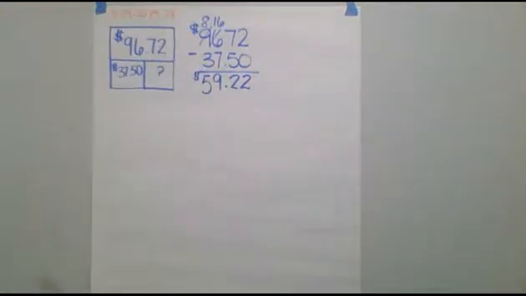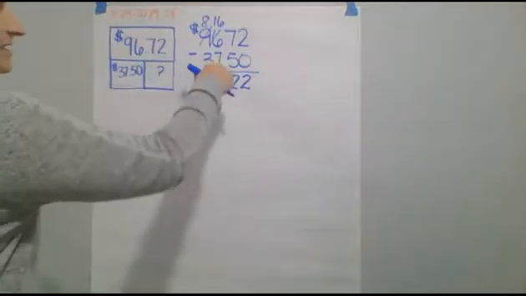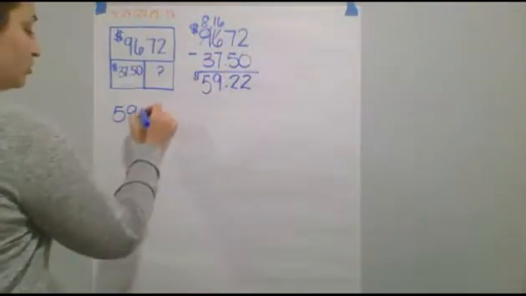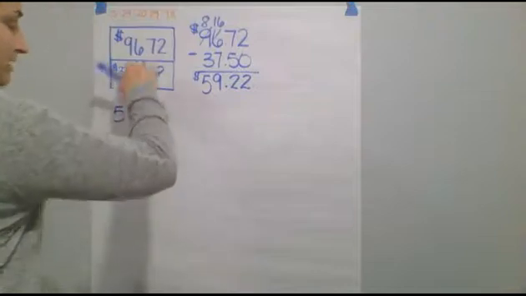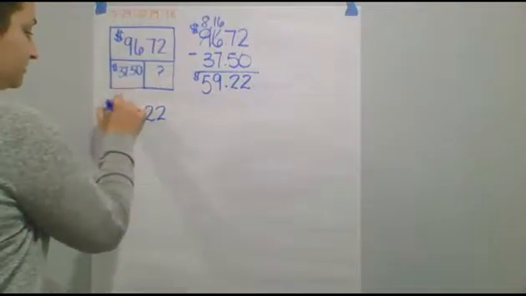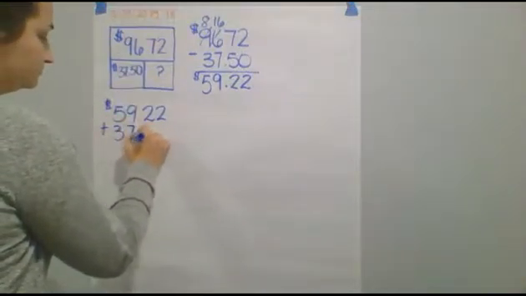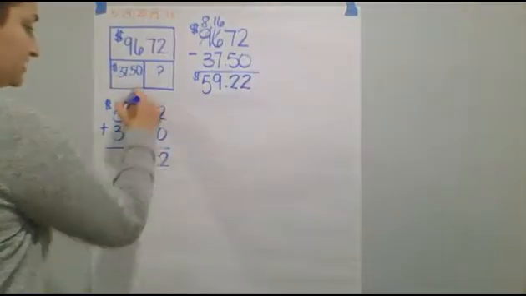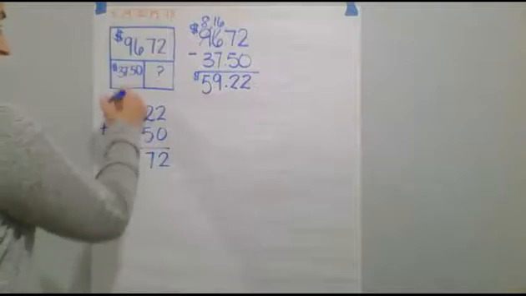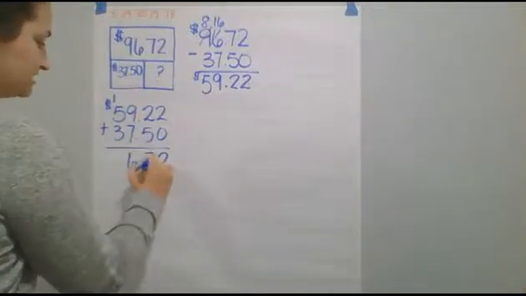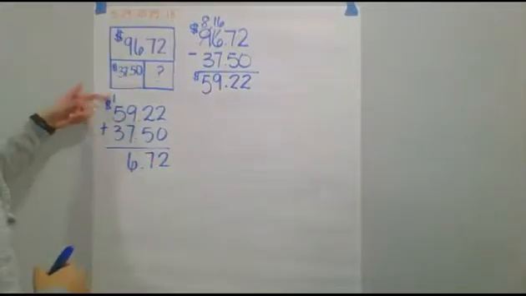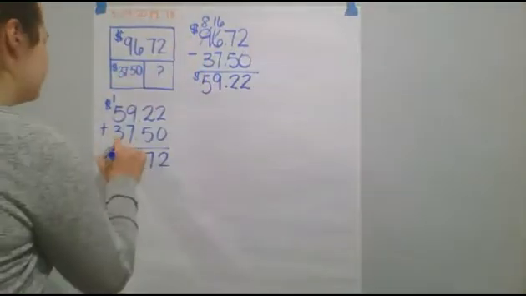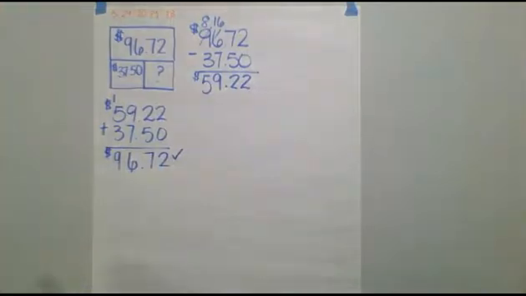So now I want to check my work. I want to do the opposite, which means I want to take these two amounts and add them together to see if it equals my total. Because remember, these two amounts should equal this if we add them together. So 2 plus 0 is 2. 2 plus 5 is 7. 7 plus 9 is 16. Make sure that decimal gets brought down. 5 plus 3 is 8, plus 1 is 9. So we have the same, which means this is correct.